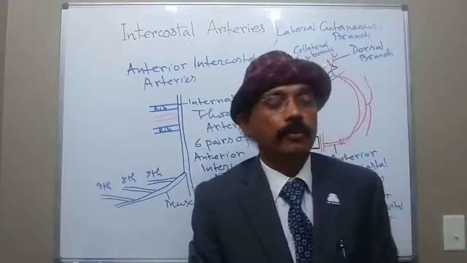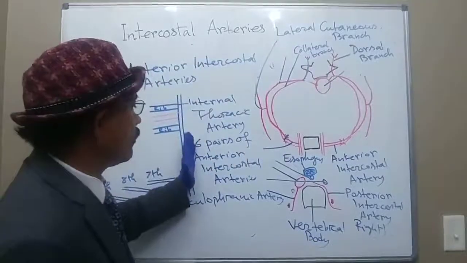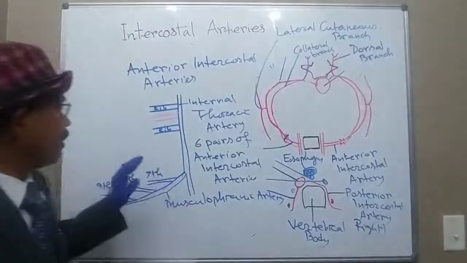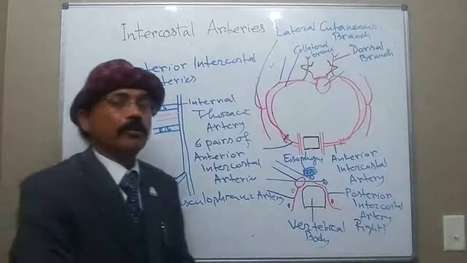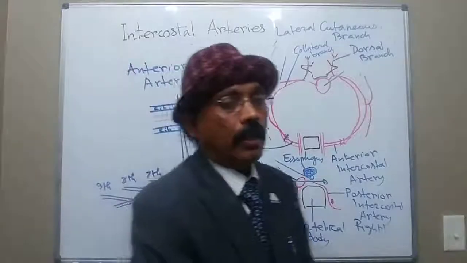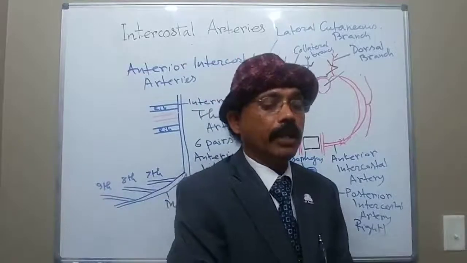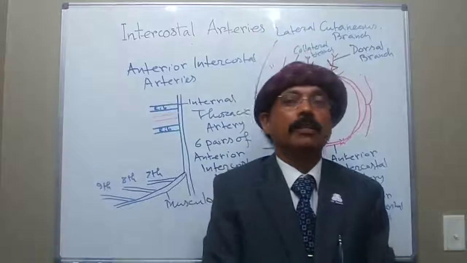Okay, so the anterior intercostal arteries are branches of the internal thoracic artery for the upper 6 intercostal spaces. The anterior intercostal arteries for the 7th, 8th, 9th anterior intercostal spaces are branches of the musculophrenic artery. So that's all about the intercostal arteries.